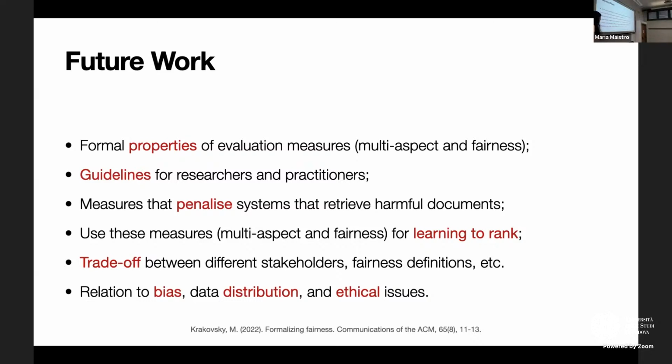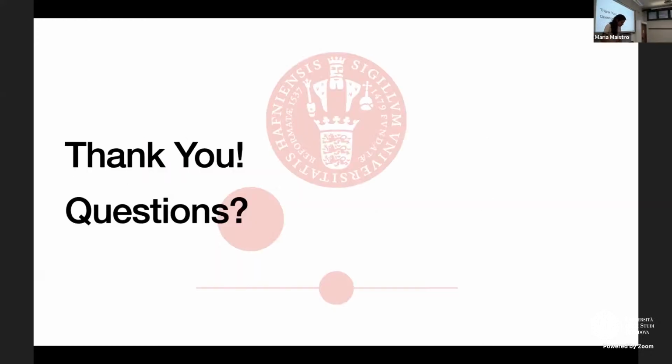And how do we handle trade-offs for fairness stakeholders, for example? And how does this relate to bias? So if we have bias in data, does it mean that our system and evaluation should be an unfair distribution of data and so on? So this was it. And thank you.